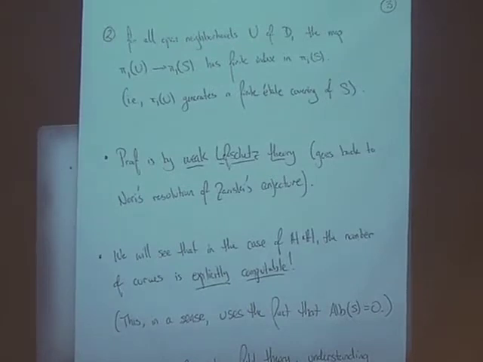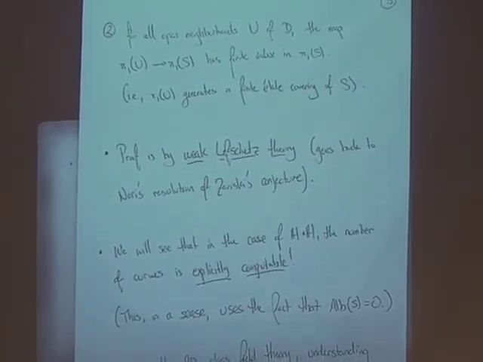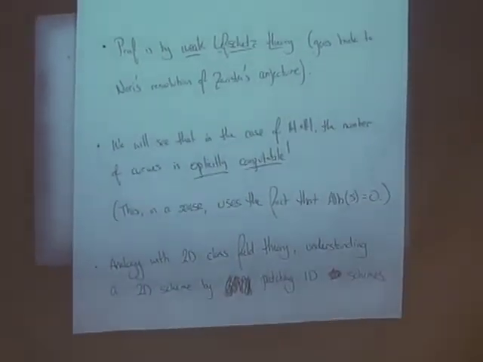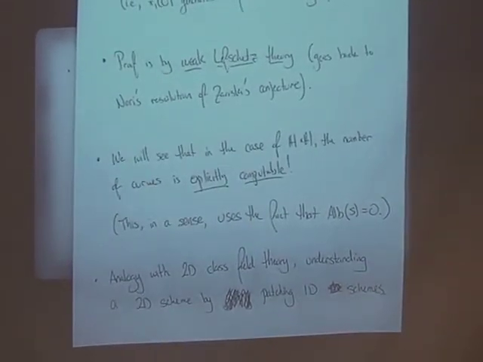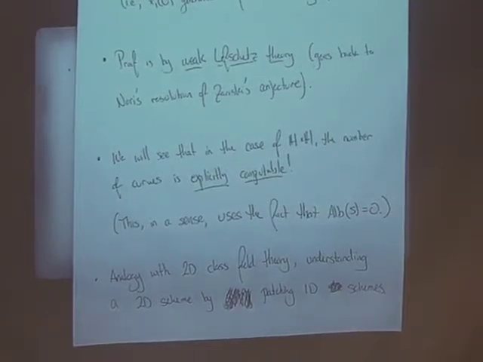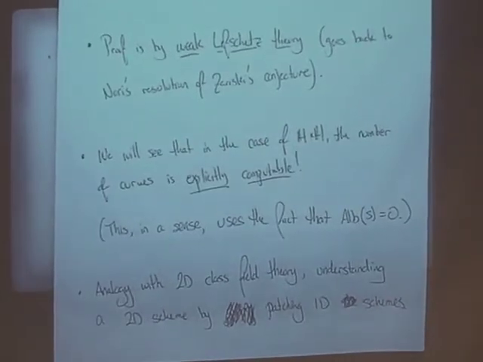And I want to mention that somehow there's an analogy here with two-dimensional class field theory, where you try to understand a two-dimensional scheme by one-dimensional subschemes and how they glue together. And if you want to take an étale cover, somehow the subschemes are going to have to glue together to make that cover in a certain way. Sort of analogous ideas.